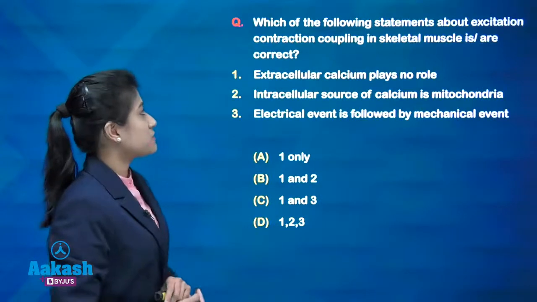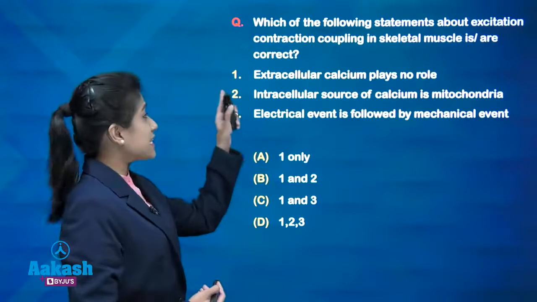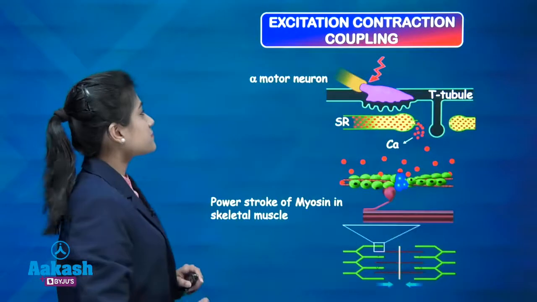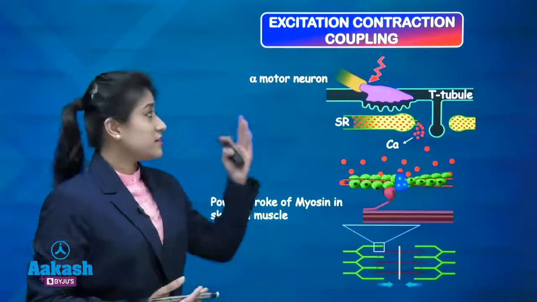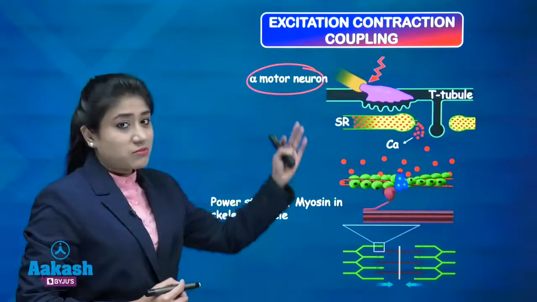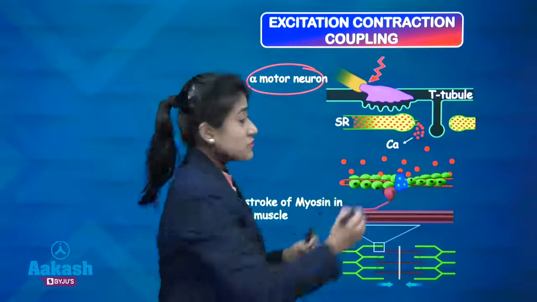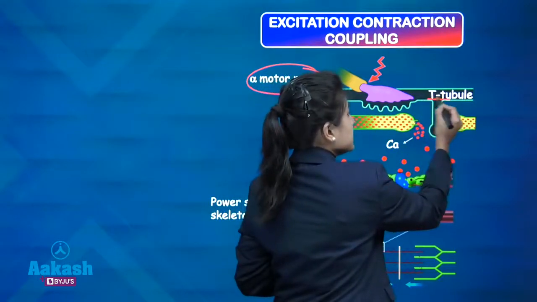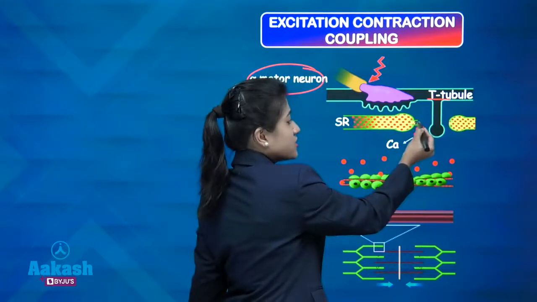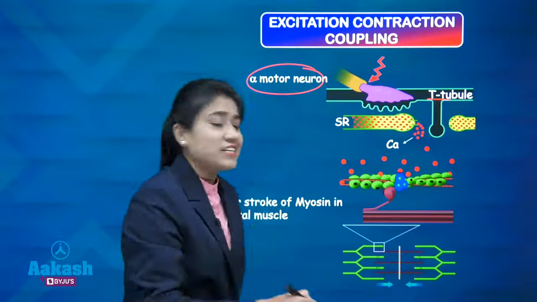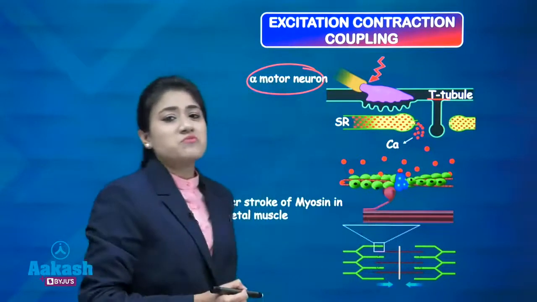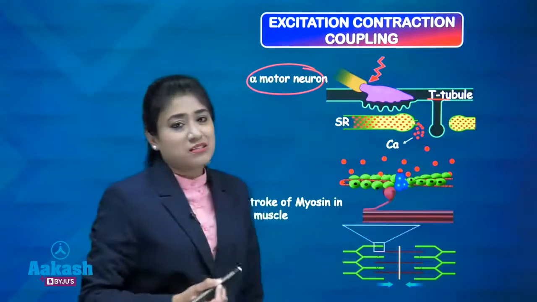Which of the following statements about the excitation contraction coupling in skeletal muscle is correct? So, first we will talk about excitation contraction coupling in skeletal muscle. We know that it starts when the alpha motor neuron discharges, and an action potential is produced. Now this action potential travels along the T tubule and reaches near the sarcoplasmic reticulum, and it causes release of calcium from the sarcoplasmic reticulum, and now this calcium binds with troponin tropomyosin complex and we get muscle contraction.